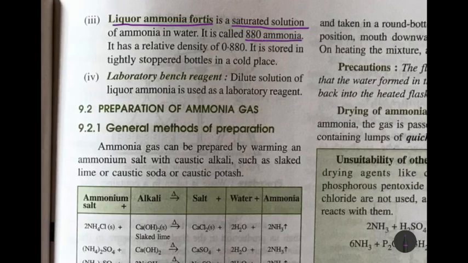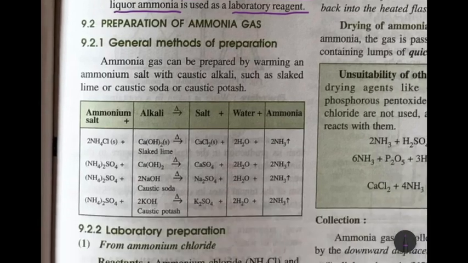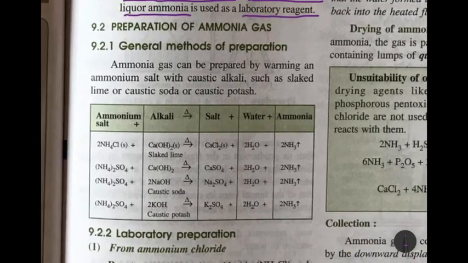It has a relative density of 0.880, and liquor ammonia fortis is stored in tightly stoppered bottles. Tightly stoppered bottles means tightly capped, tightly closed bottles, and it is stored in a cold place. It is used as a laboratory bench reagent, which is nothing but a dilute solution of liquor ammonia, used as the laboratory reagent. Now, there are general methods of preparation of ammonia gas.